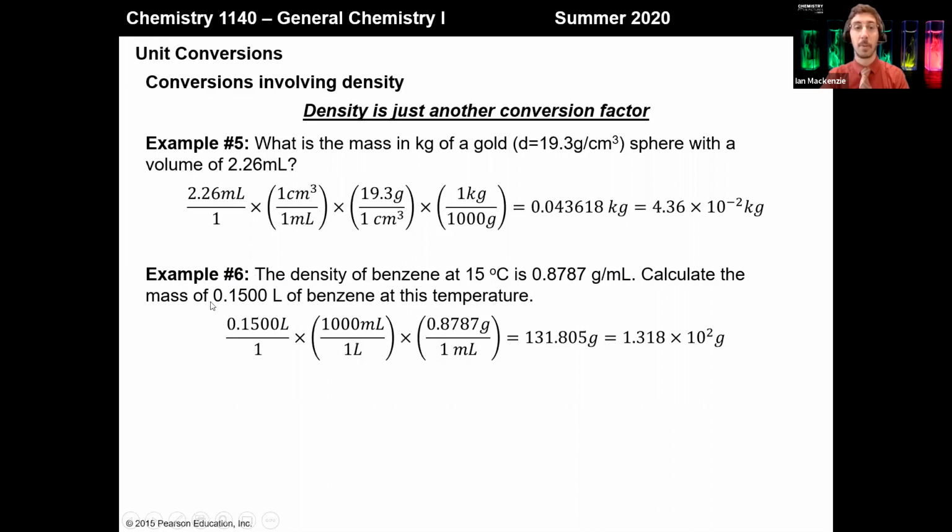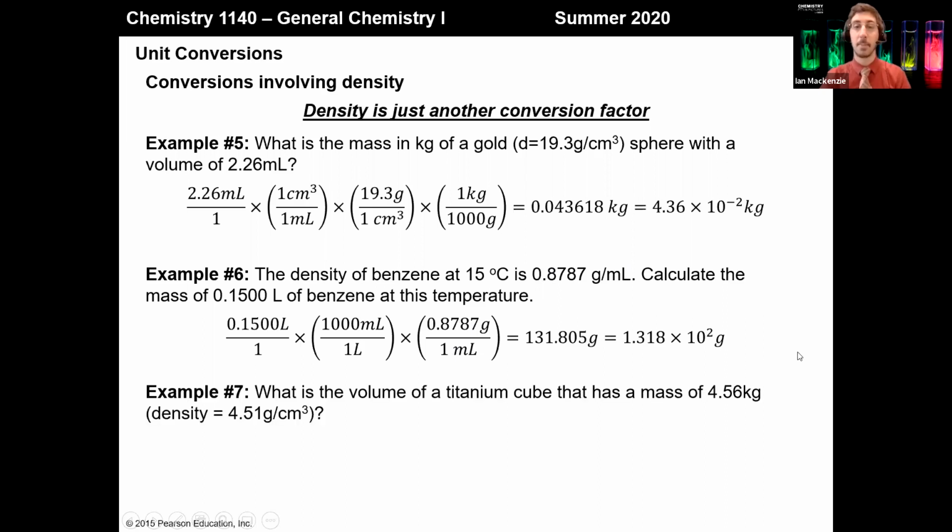So first I start by putting the given value in the top left. I have to convert from liters to milliliters so that I can then use my density. So I'll take 1,000 milliliters per 1 liter. That cancels the liters. Now I can use my density, grams per milliliter, cancel the milliliters, multiply through, and then I just have to make sure I only report this to 4 significant figures.